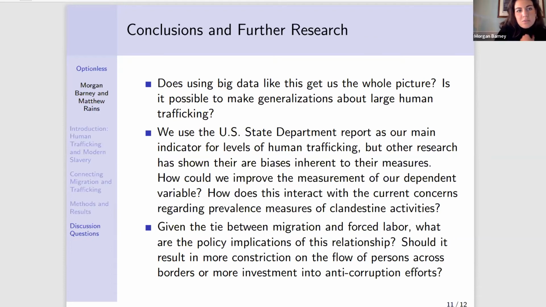I guess this also sort of interacts with our second question, kind of about how we can improve measuring our dependent variable and how this interacts with current concerns, just kind of regarding measuring prevalence. I don't know if anyone has any other thoughts there. Oh, and then we have another question here about correlation versus causation. Okay, I see that now. Migration and trafficking, are you arguing correlation or causation?